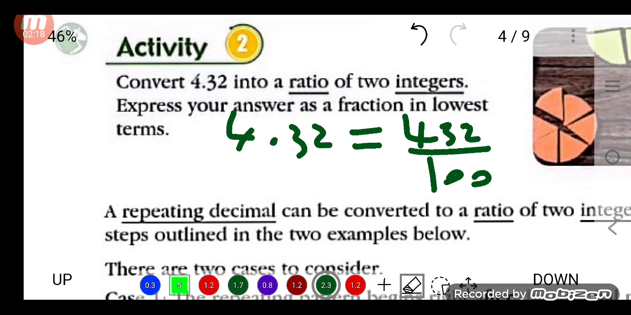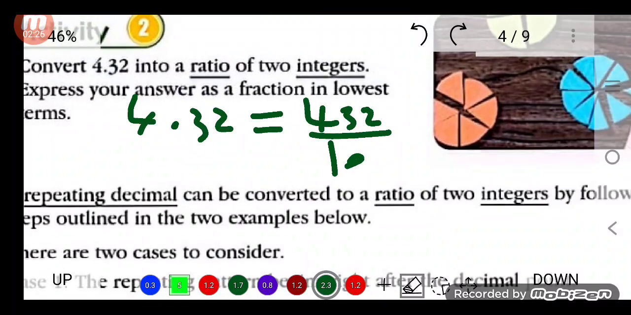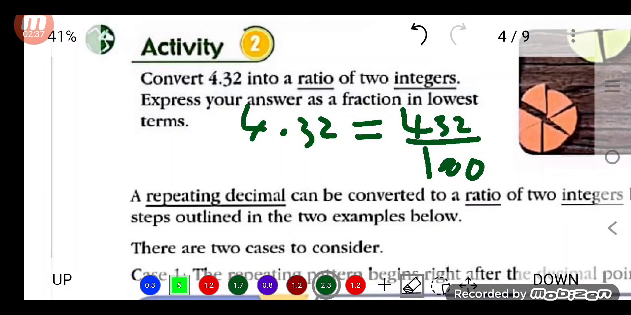Then you can start simplifying this fraction into the simplest form. For example, you can divide by 2 up and down, then by 2 again, until you write it in simplest form. So let's see something harder than this.